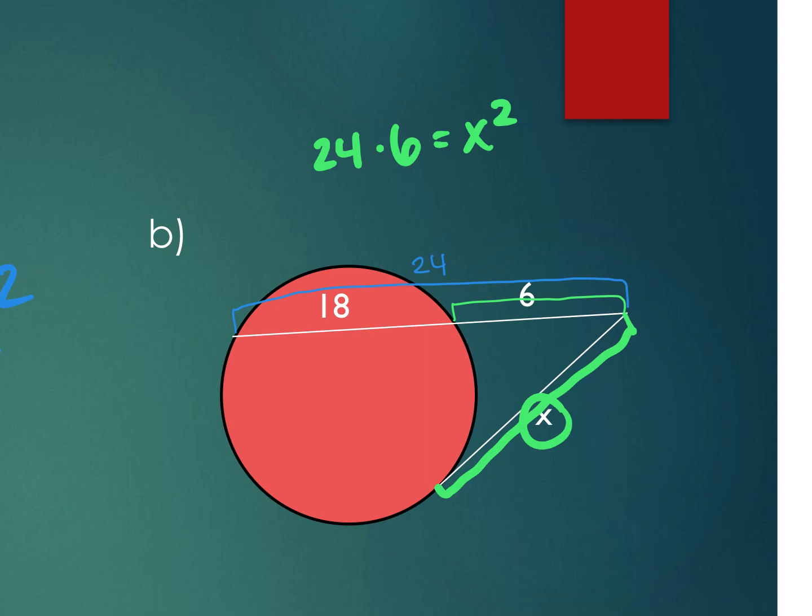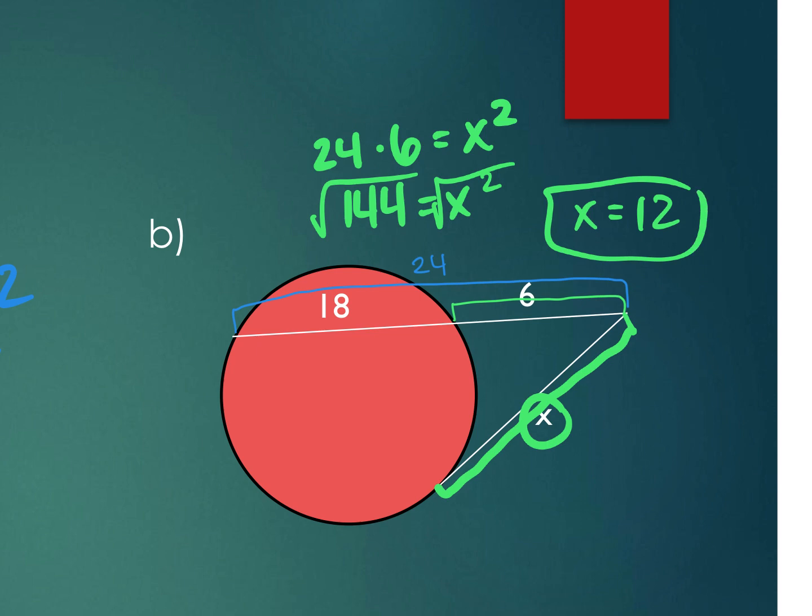What is 24 times 6? I got 144. 144 equals x squared. How do I solve this from here? Take the square root. Good job, Bella. And the square root of 144? 12. X is 12. Talk to me. What questions do we have on this example? Gigi.